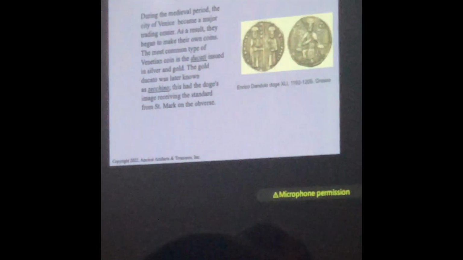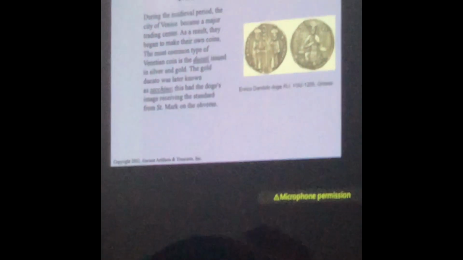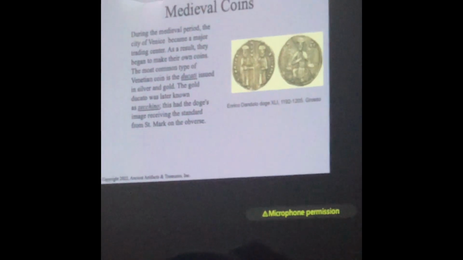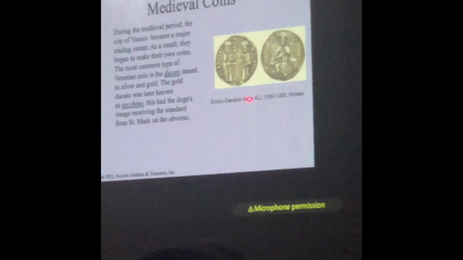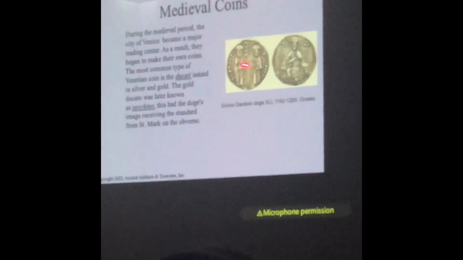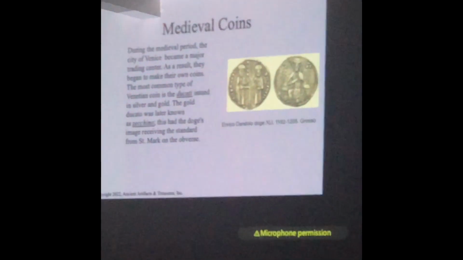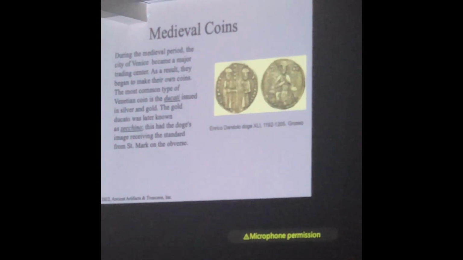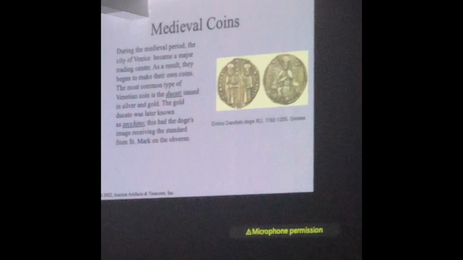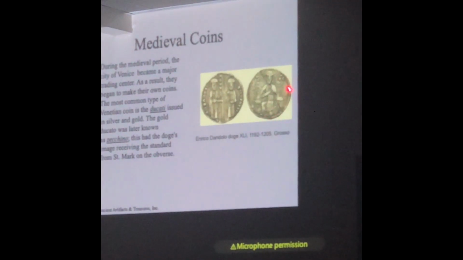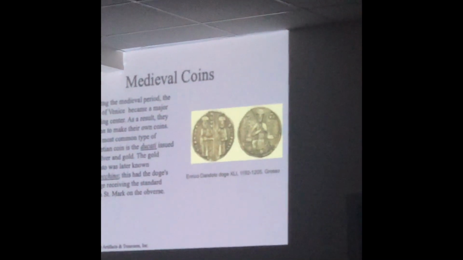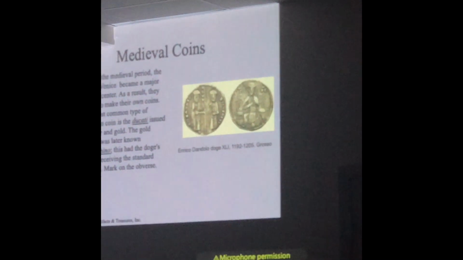They had the Doge, which was the head of the government in that area during that time. And the Doge was receiving the standard from St. Mark, which was the patron saint of the city of Venice. If you've ever been there, you've probably been to St. Mark's Square. The other side here had sometimes Christ and sometimes another ruler, depending upon what it was.